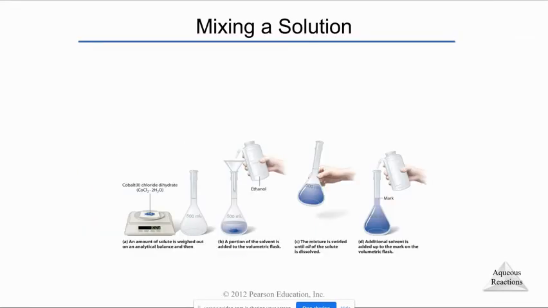How do we make the solution in the first place? How do we get the concentration that we want? Well, the first thing we have to do is calculate how many grams of the solute we need to mass out. Since our balance doesn't record in moles, we need to use molar mass and figure out what mass of the solute we need to measure out. In this example, we're using cobalt 2 chloride dihydrate, and you can see they've massed out about 10 grams of that particular compound. That part we usually have to calculate to find out what mass we need of our solute.